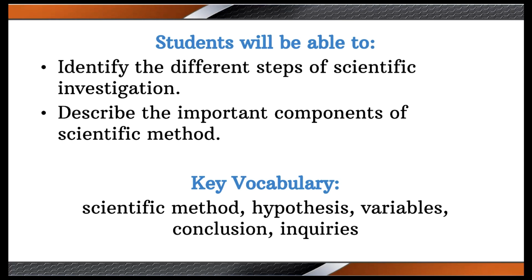During this lesson, you need to keep in mind that at the end you need to be able to identify the different steps of the scientific method. You need to be able to describe the important components of the scientific method. So what are all those different variables? What are the different steps? What do you have to go through first, second, third? And of course, you need to know what your vocabulary terms are.